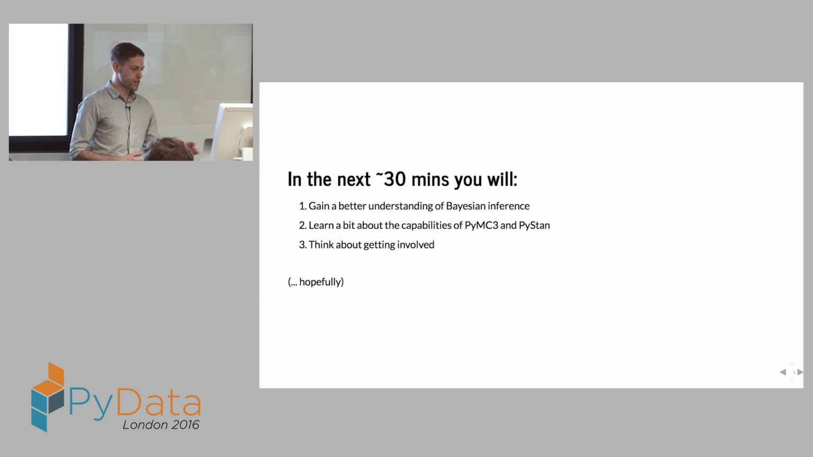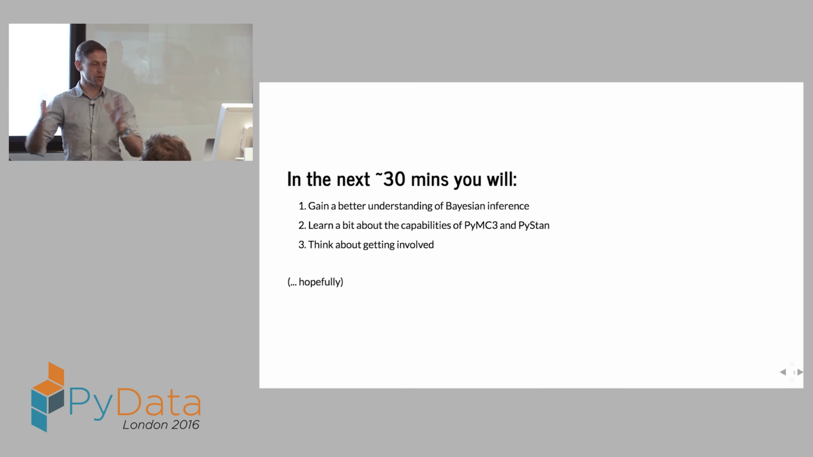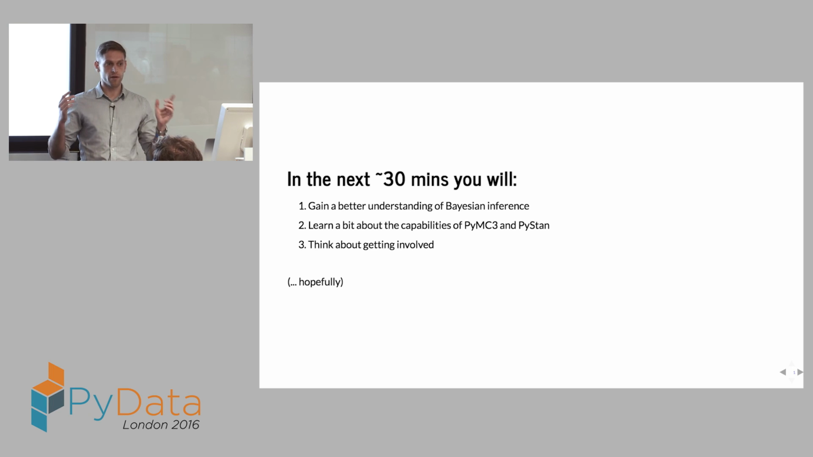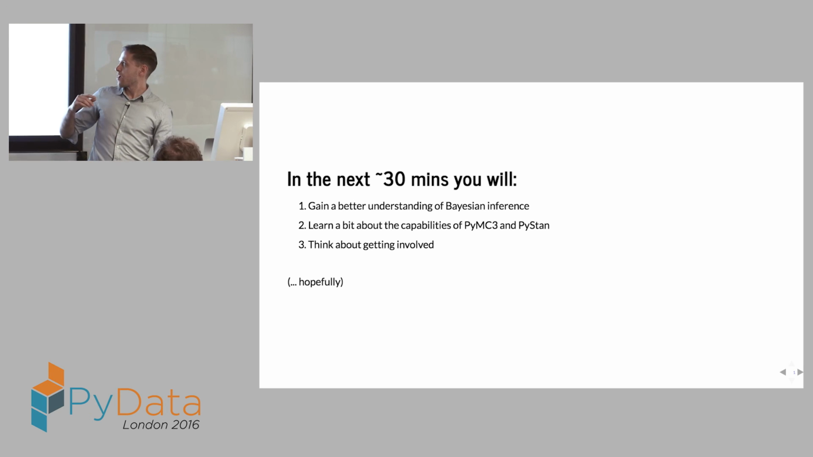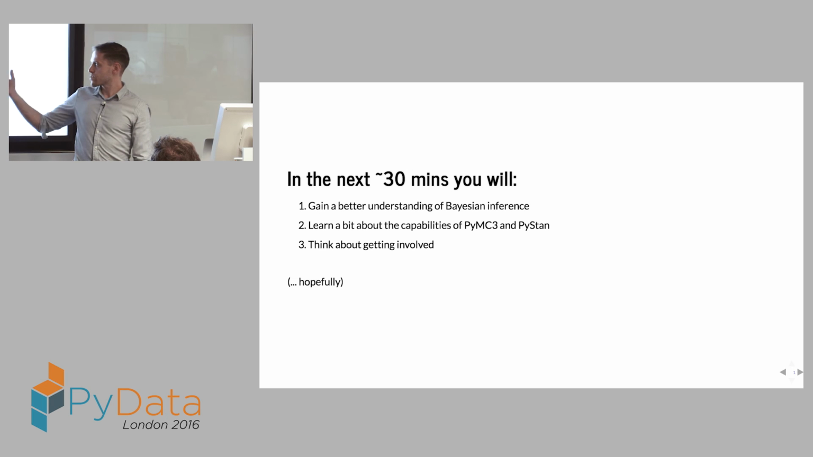So there's three things I want to do. It's going to take possibly way more than 30 minutes, possibly not, but all of this is actually up on GitHub as well. I want to follow on from Tom's fantastic intro to probabilistic programming, where is he? And just share a few more thoughts on Bayesian inference. Show you a few of the capabilities and talk about PyMC3 and STAN, PySTAN, and possibly think about getting involved.